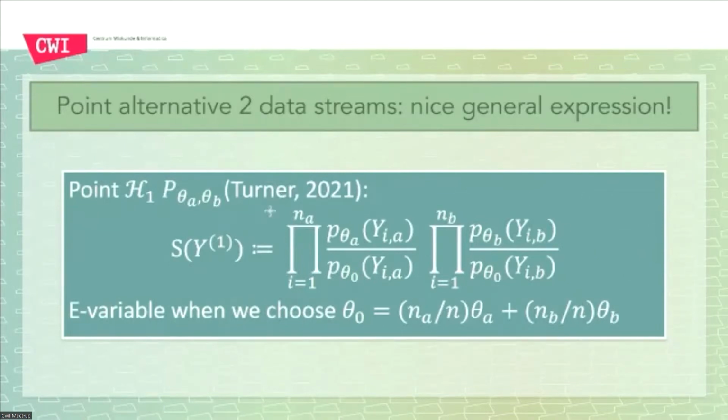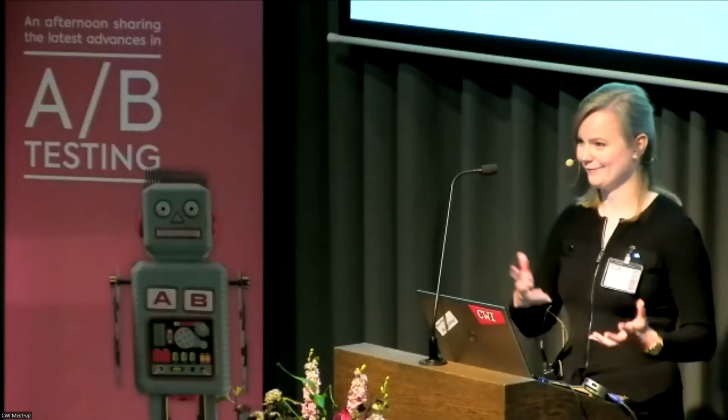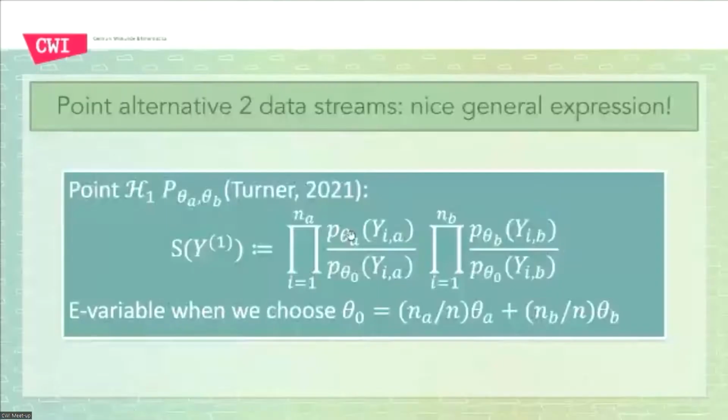So what you see here is an E variable that you can in general use for analyzing a point alternative in 2 data streams, for the null hypothesis that the success probabilities in the 2 data streams are the same. This might look a bit complicated, but it is relatively simple compared to many other E variables. We simply multiply the likelihood of all observations that we've made under strategy A by the likelihood of all observations that we made under strategy B, and we divide them by another likelihood.